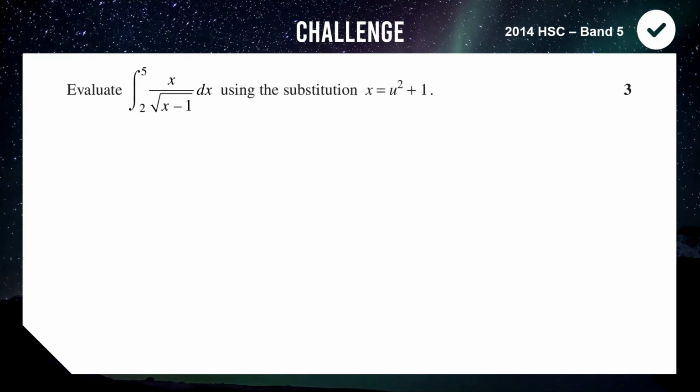You just got to be careful where you are chucking stuff. If we start off with our limits, keep in mind that 2 and 5 are x values. So if we're putting them into our substitution, they're going to be going on the left. So starting off with 2 equals u squared plus 1.